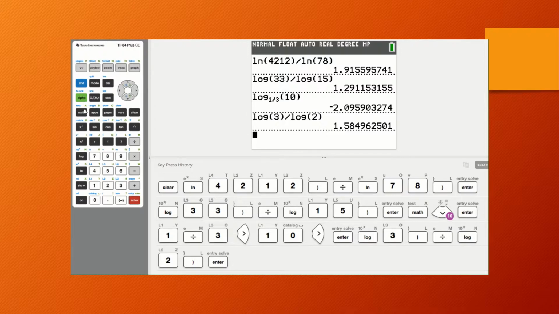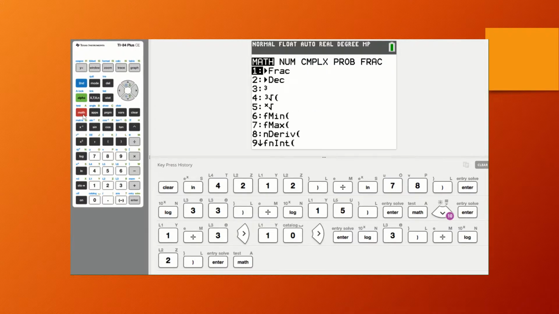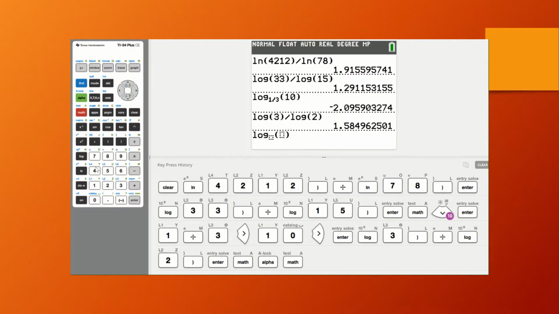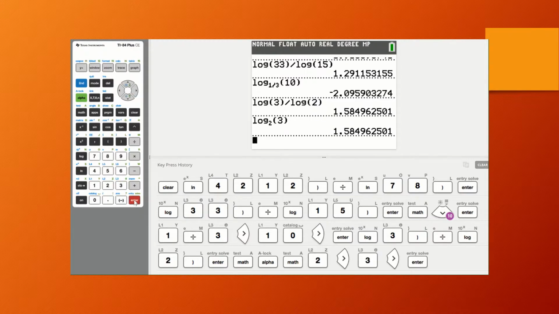Let's use the feature on our calculator. If I hit math, and then I hit alpha, the green button, and math again, which is A, that brings that up. Let's just put in 2 and 3. See if we get the same thing. I'm just kind of curious. Just for fun. Shazam! We get the exact same number.